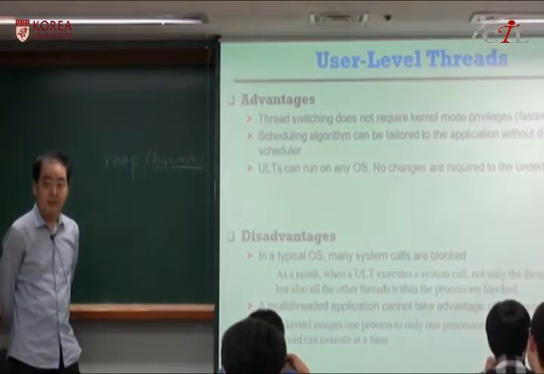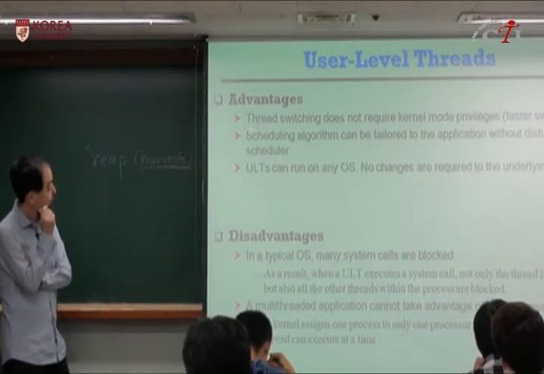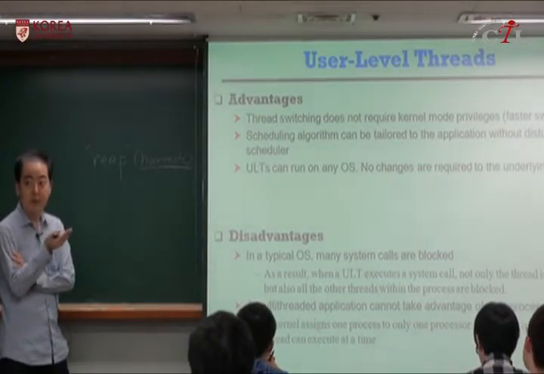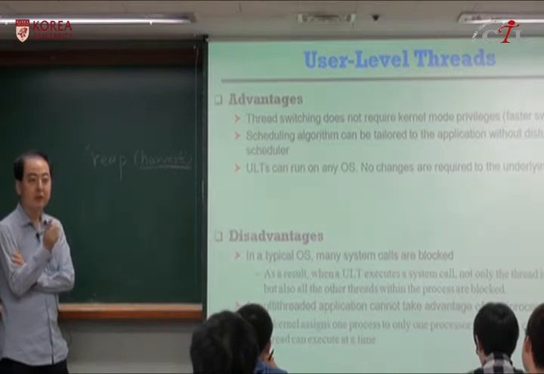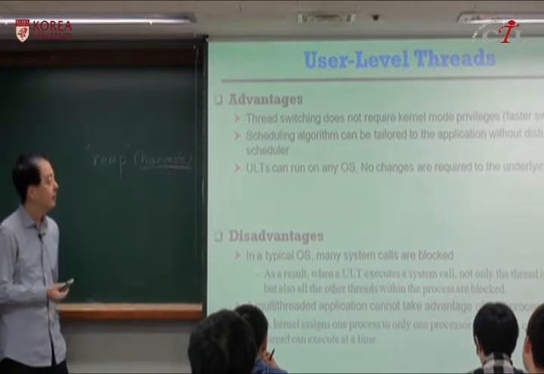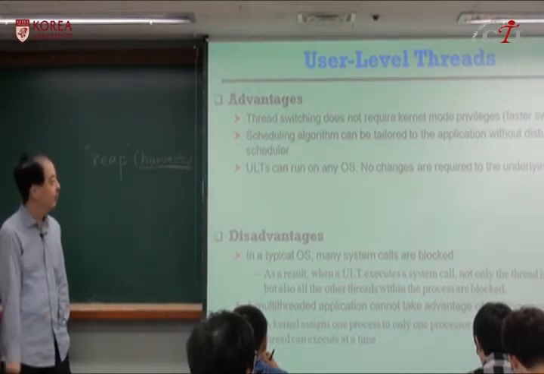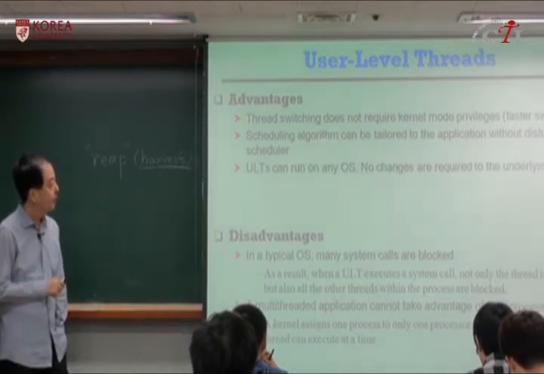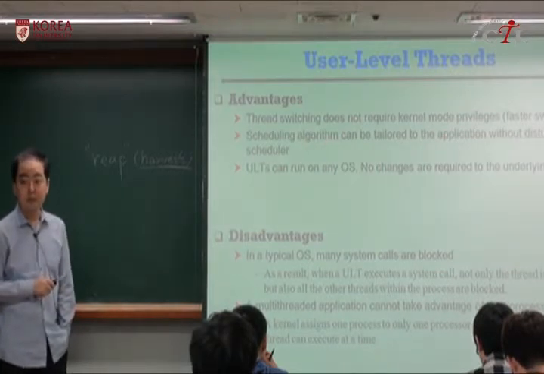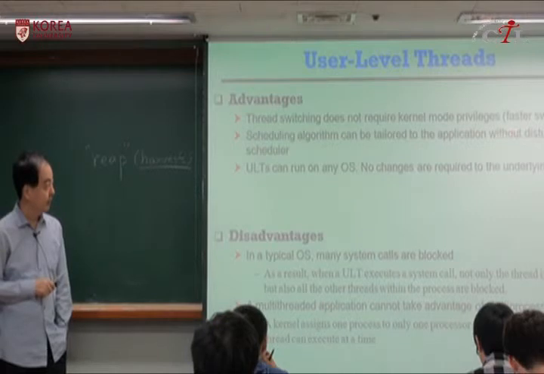So there are advantages and disadvantages to using user level threads. There are some advantages. Thread switching does not require kernel mode privileges, because those are done only at the user level. You can switch threads in user mode only, so you don't have to go to the kernel and back. So it can allow faster switching than kernel level threads or combined user level and kernel level threads. And because scheduling is done at the user level or application level, you can use any kind of scheduling algorithm for your thread library.